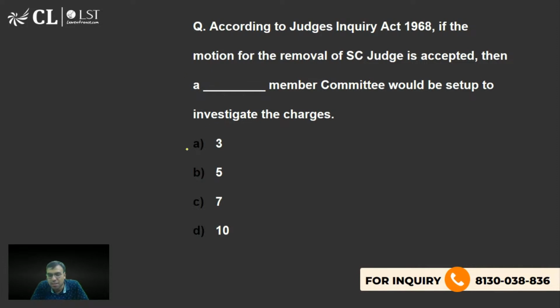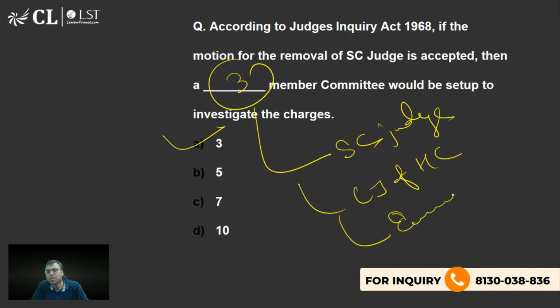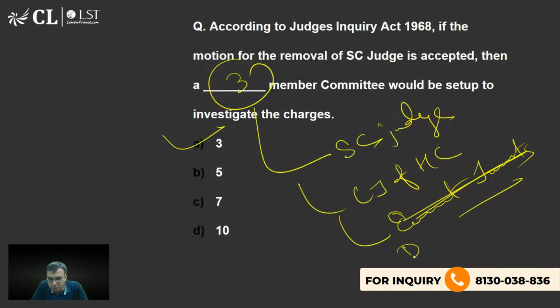The right answer is 3, and it includes a judge of the Supreme Court, a Chief Justice of a High Court, and an eminent jurist, है ना? Eminent jurist करके लिखा होगा. So you can see it here, है ना? A distinguished jurist, what लिखा है? Distinguished jurist.